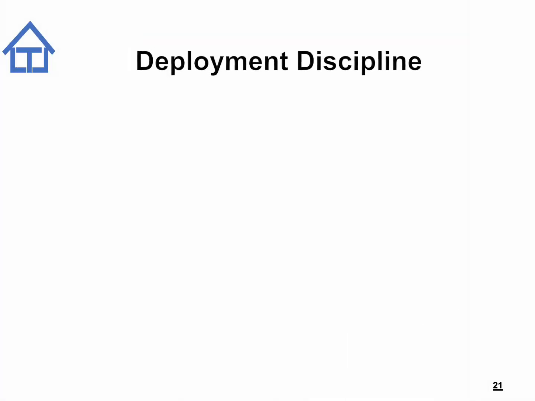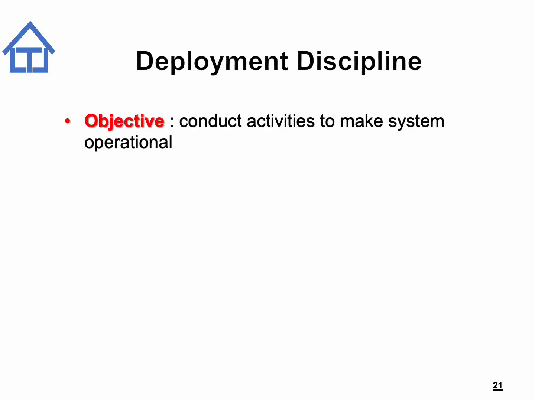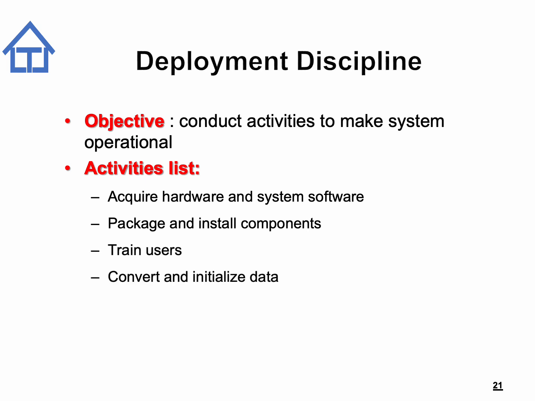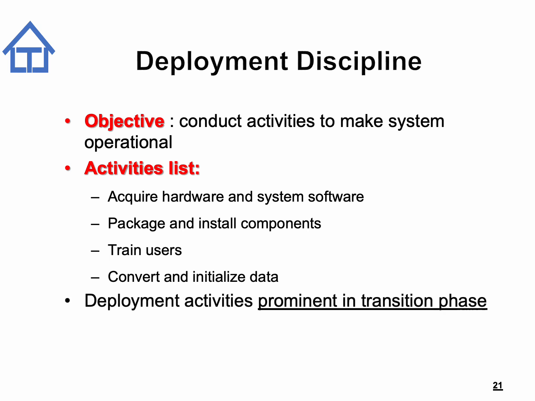The last of the development discipline in the UP disciplines is the deployment discipline. The main objective of this discipline is to conduct activities to make the system operational. The activities included in this discipline are as follows: acquire hardware and system software, package and install components, train users, convert and initialize data. The activities in the deployment discipline are most prominent in the transition phase.